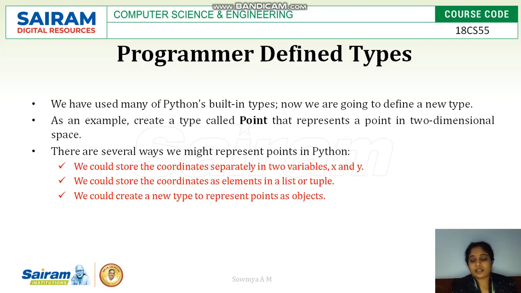There are several ways to represent points in Python. We could store the coordinates separately in two variables, x and y, or we can make use of data types like lists and tuples, so that we can store the values of x and y in the same variable name but as two different values. Or we could create a new data type, an object, for points.